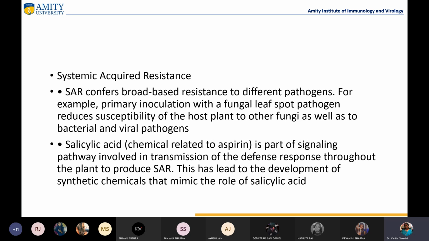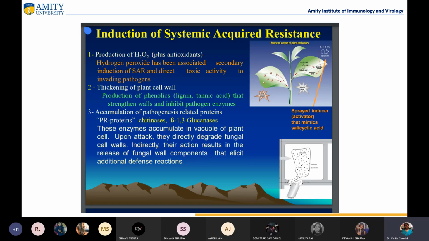There is a component called salicylic acid. This salicylic acid is part of the signaling pathways involved in transmission of defense responses throughout the plant to produce systemic acquired resistance. So they generate signals, basically. When salicylic acid is released, it generates signals that travel throughout the plant to produce systemic acquired resistance. This has led to the development of synthetic chemicals that mimic the role of salicylic acid. So certain synthetic chemicals are also made this way, right?